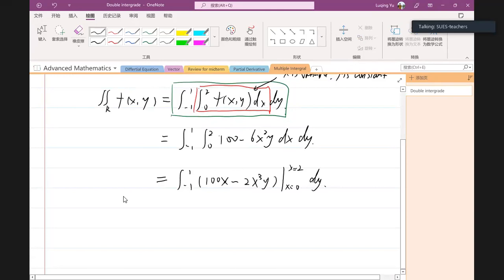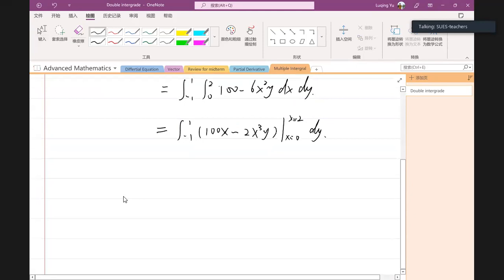Okay, hopefully you guys still remember what's going on here, right? It means you insert x equals 2 into this expression, and minus, you insert x equals 0 into this expression. We will write these things out in detail this time; next time I'm going to assume you understand what this means. So 100 times 2 minus 2 times 2 cubed times y, minus 100 times 0 minus 2 times 0 cubed times y, and then dy.